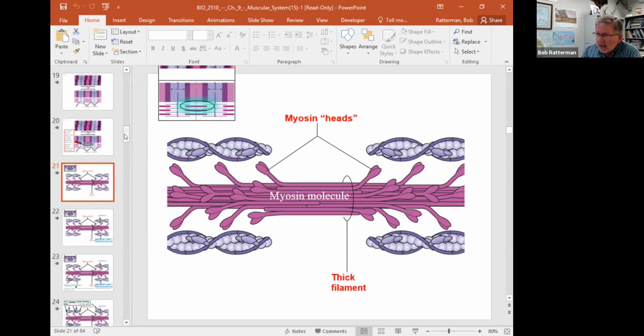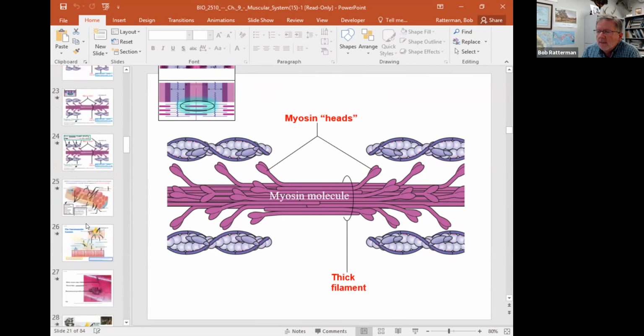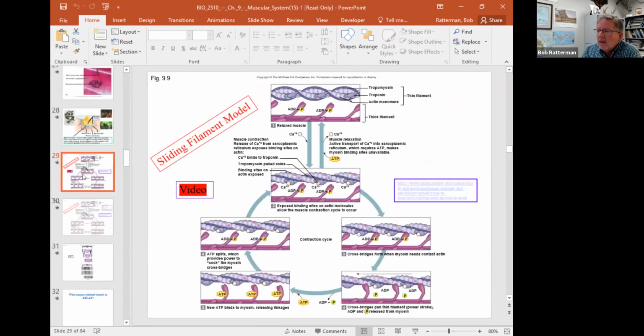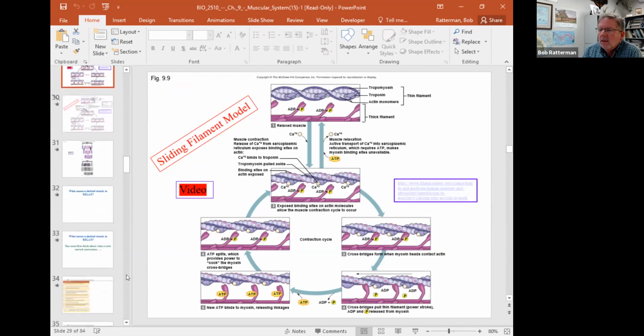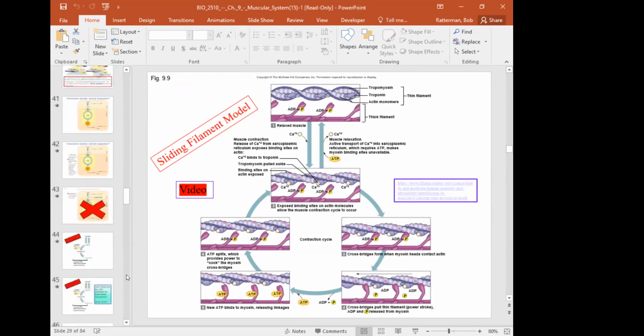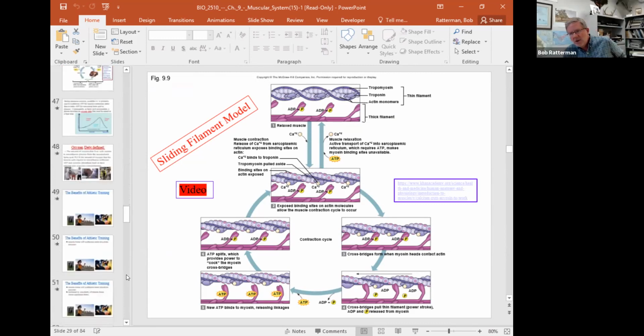So you really need to get into the chapter, watch the videos, read the book, and then you can formulate some understanding of the process. It's really very interesting how it works. And again, I've got videos embedded within these PowerPoints, so there's plenty of good stuff to watch. But this is a fairly long chapter.